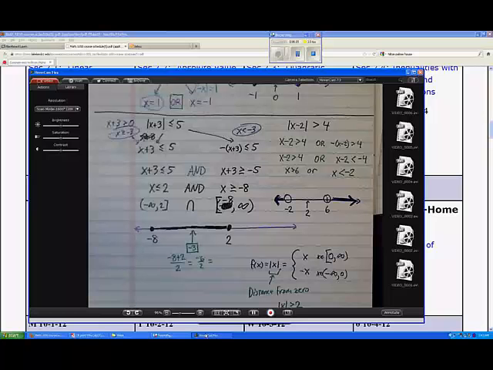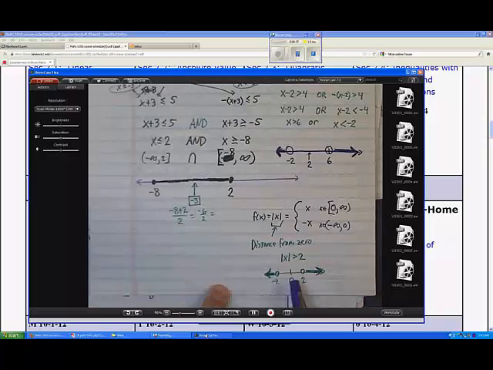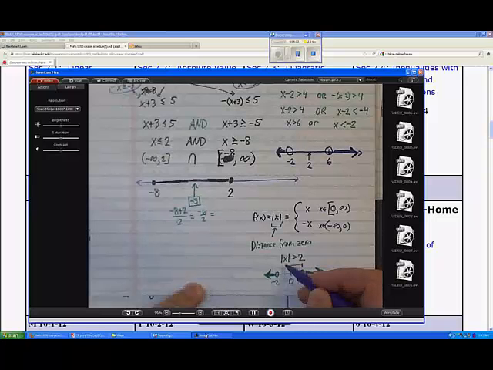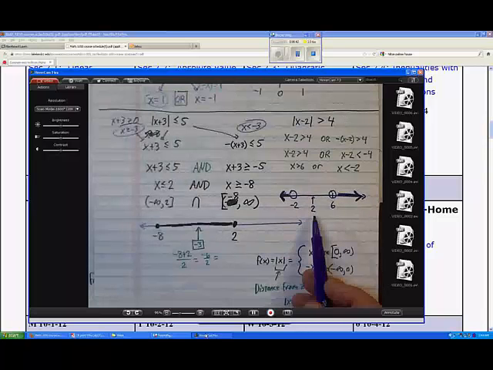It's a horizontal shift. Now look. This one down here, the center was 0, and the distance to either side was 2. Well, greater than 2. Look at this one. If you remember, I looked at this thing and I graphed it. I didn't have any equations written out.